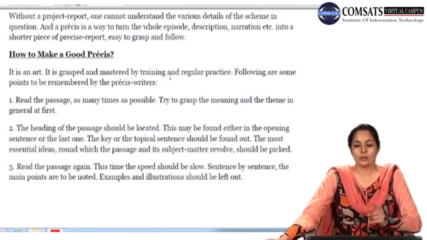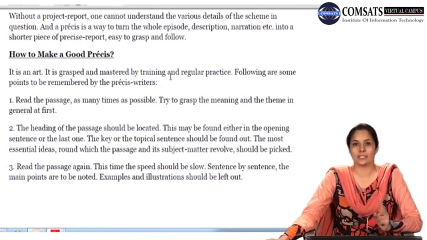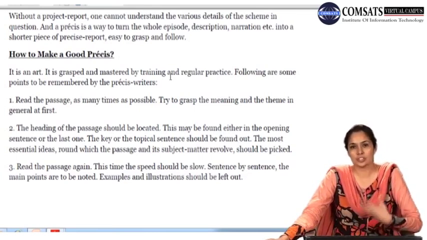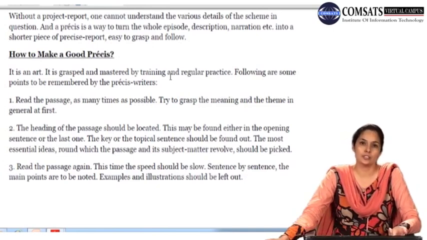That is for you. You have to be very vigilant about practicing all these writing skills. Otherwise, you will never be able to grasp them. Just watching the lectures and not actually doing the exercises won't do any good to you. Following are some points to be remembered by the Prezi writers.